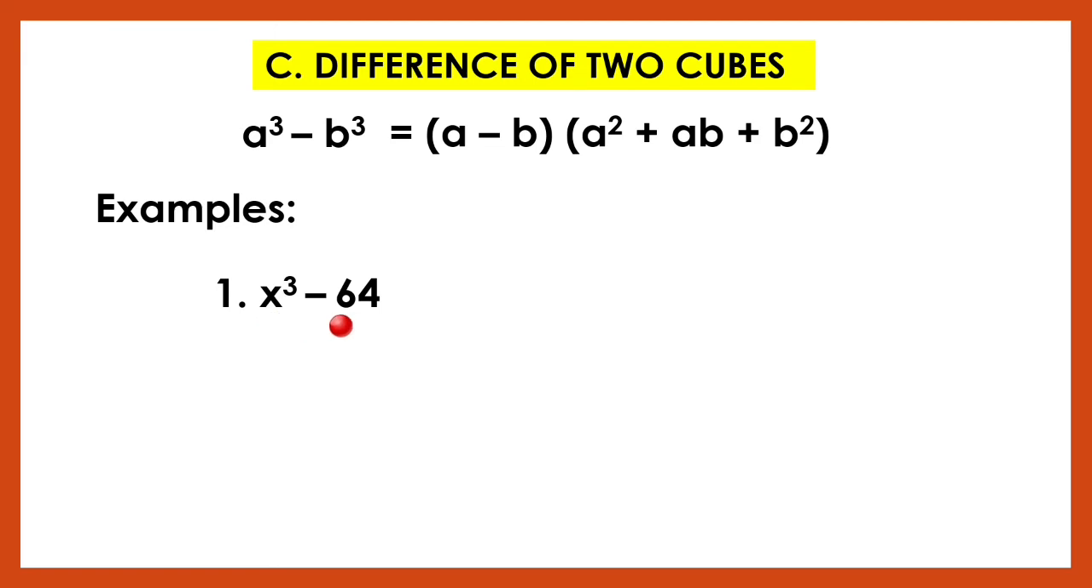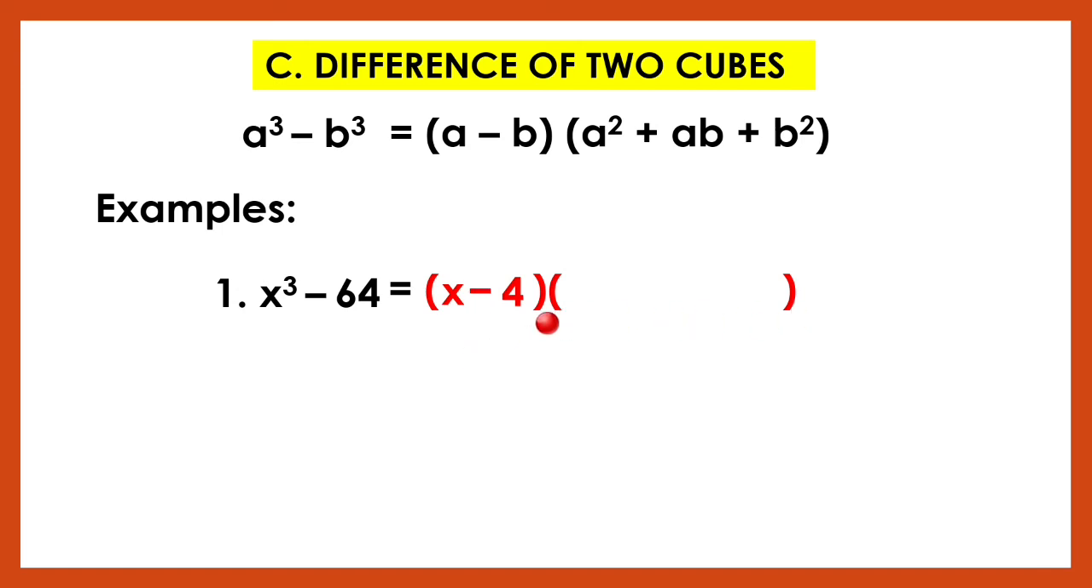Factor x cubed minus 64. So, what is the first factor? So, kunin natin yung cube root ng x cubed, that is x. Cube root ng 64, that is 4. 4 times 4 is 16. 16 times 4 is 64. Ano ang magiging sign natin dito? That is negative or minus.